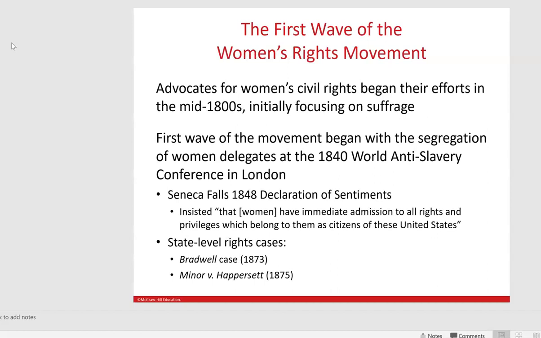In 1848, at a conference in London, something called the Declaration of Sentiments was produced, which called for immediate admission to all rights and privileges which belonged to them as citizens of the United States. Since the Constitution originally deferred to the states the determination of who had the right to vote, women had to begin their battle at the state level.